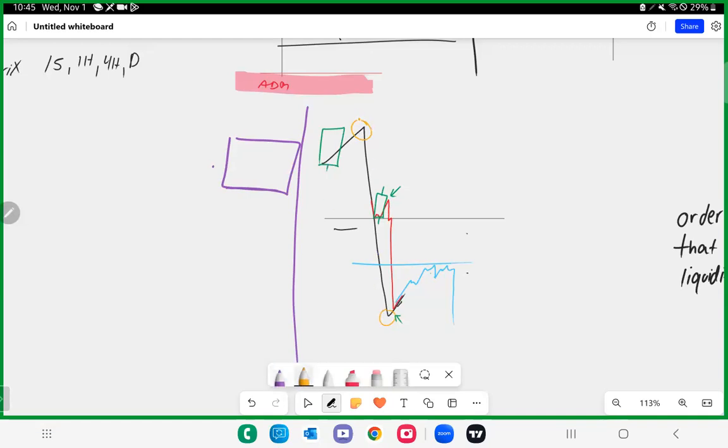So I got this yellow line here at the top, and this yellow circle at the bottom. The overall premium and discount, or equilibrium, is here. This would be our equilibrium. Now, obviously, this retracement is not making it to that equilibrium. So what's the point that I'm trying to make? What you can do if you have order flow is 15-minute and up.